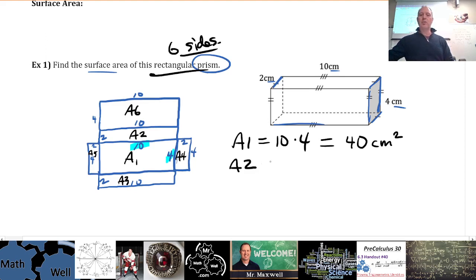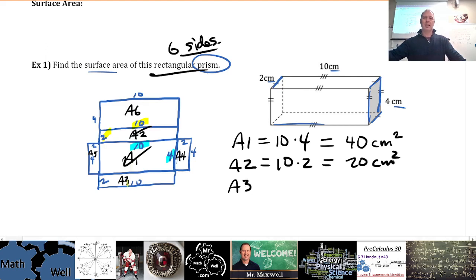So A2, let's see which one's the same. Is A2 going to be the same? No, it's not going to be the same. It's 10 times 2. So let's go 10 times 2 equals 20 centimeters squared. Writing this down? You got it? Okay, you're writing everything I'm writing down there? All right, make sure you show all your work. Thank you. Okay, A2's done. Good. A1's done. A2's done. What about A3? Excellent. A3 is going to be the exact same as A2. 10 times 2. That's 20 centimeters squared.